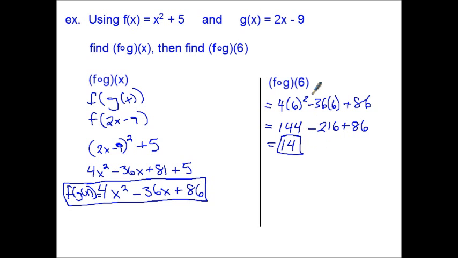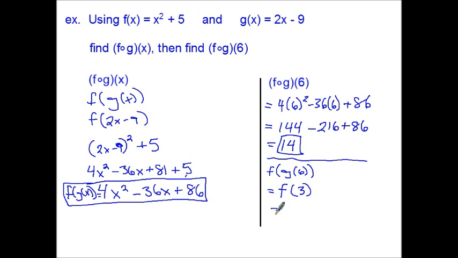If you're a little more adventurous and want to go back to the start instead of relying on the work we did here, think of this as a whole separate problem. If I want to do f of g of 6, a clever thing you could do is figure out what g of 6 is. Well, 2 times 6 is 12, minus 9, so that's really just a 3. So this is just a fancy way to say, what's f of 3?